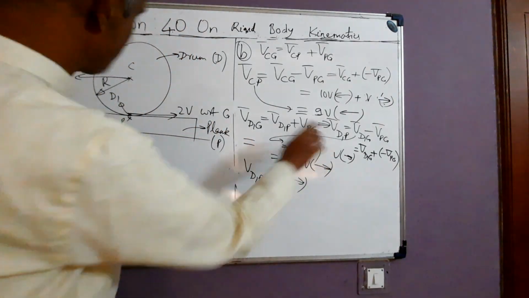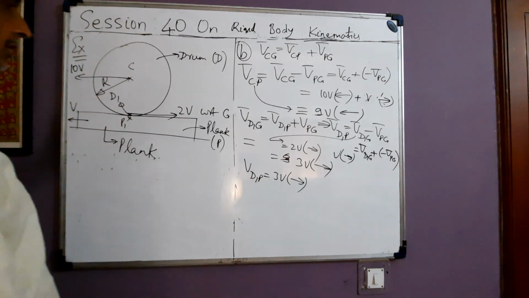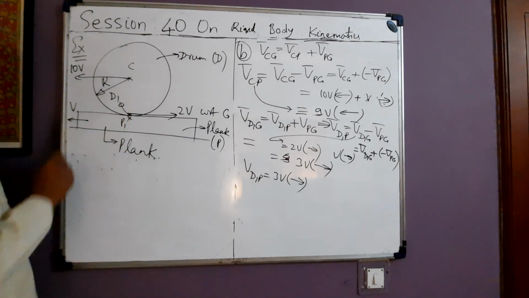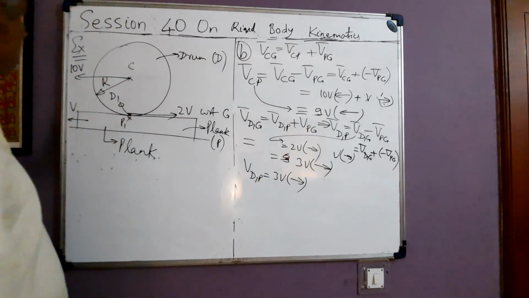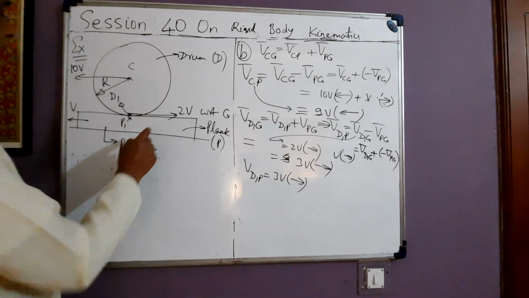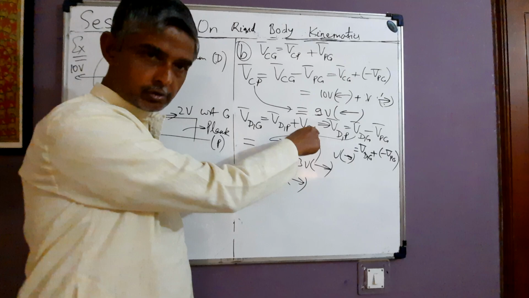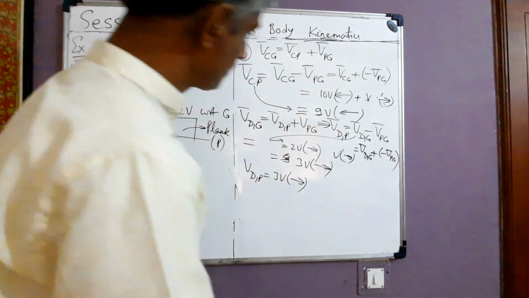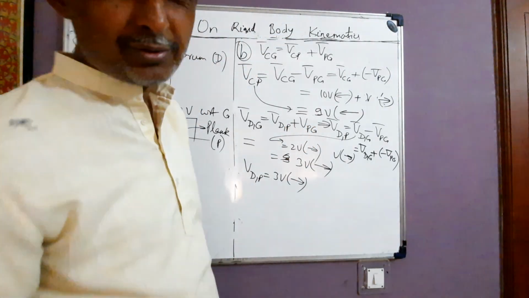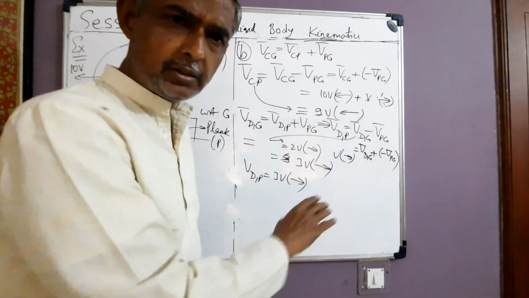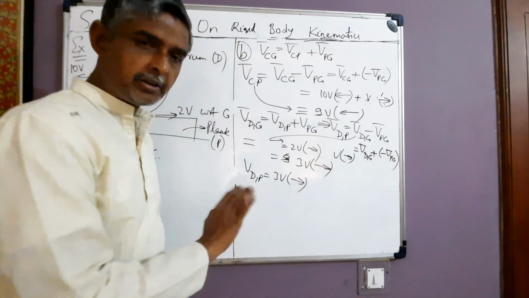So now this is alright. VD1P, velocity of D1 with respect to plank, is 3V right. That's fine. And velocity of center with respect to plank is 9V left. Now this is alright. I just made a calculation mistake and I've rectified it. See, to err is human. Someone commits a mistake, I've rectified it. So you just please bear with it.